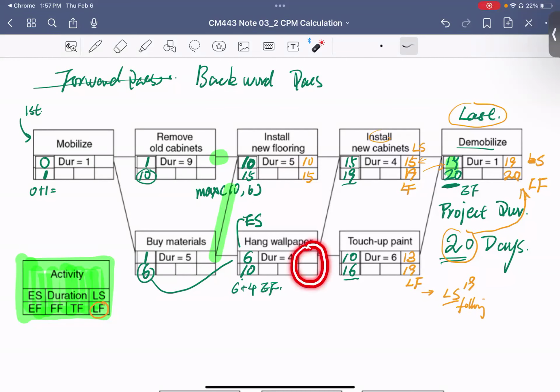Would it be 9 and 13? Here is 9, and here is 30. Yes, how did you get a 9, how did you get a 30? Shouldn't it be 19 and 23? Don't we pick the lowest of the two? Because we're picking between the touch-up paint and the install new cabinets. This is 1.5. This is not 1.30. This is 1.5.